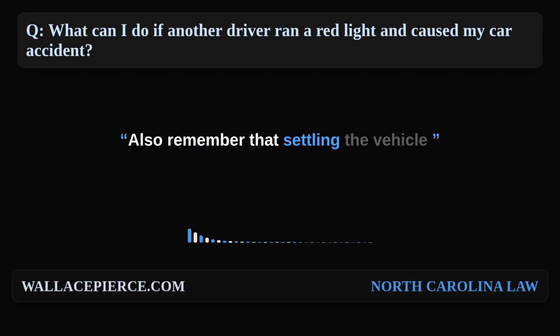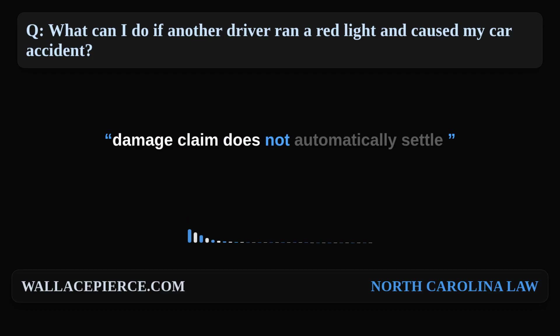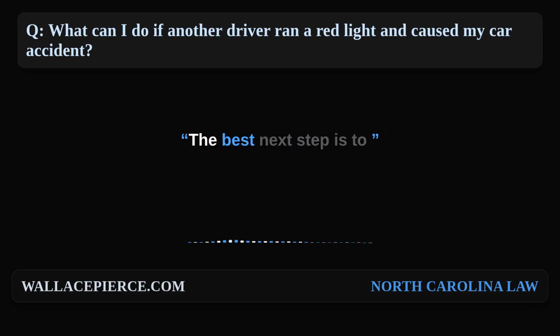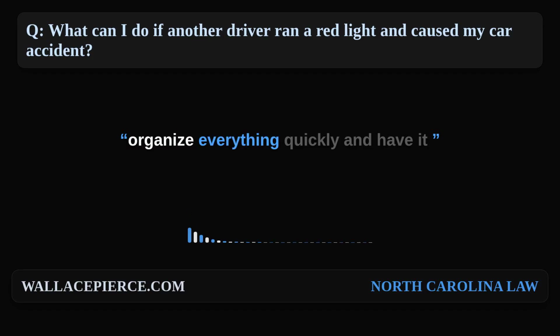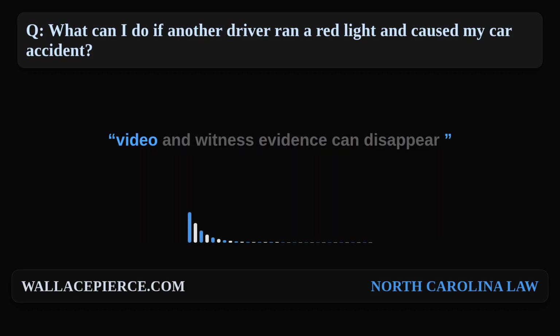Also remember that settling the vehicle damage claim does not automatically settle the injury claim unless a written agreement clearly says so. The best next step is to organize everything quickly and have it reviewed as soon as possible, because video and witness evidence can disappear fast.